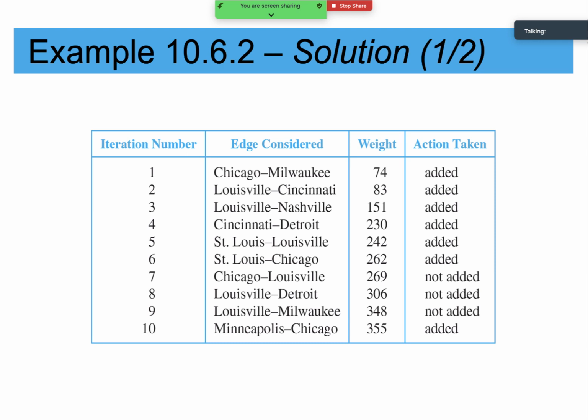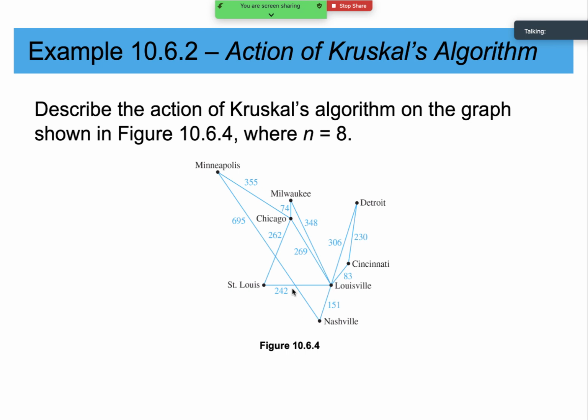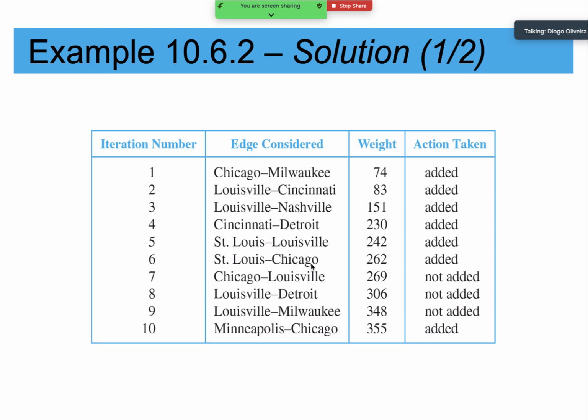But again, we need to make sure that all the vertices are in our subgraph in order to make it a spanning tree, which means that we still need Minneapolis. Therefore, although this one is the longest path that we have in our graph, we need it. Well, not the longest one, but the longest one out of the ones that we are adopting, right? So we're using seven edges to connect all of our cities. That's how we're creating our minimum weighted spanning tree. Okay?